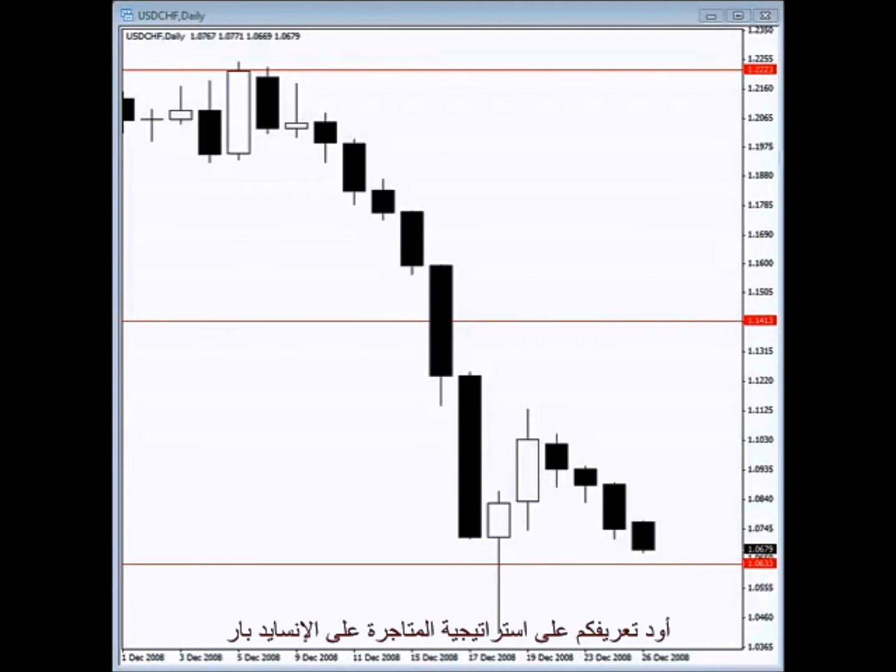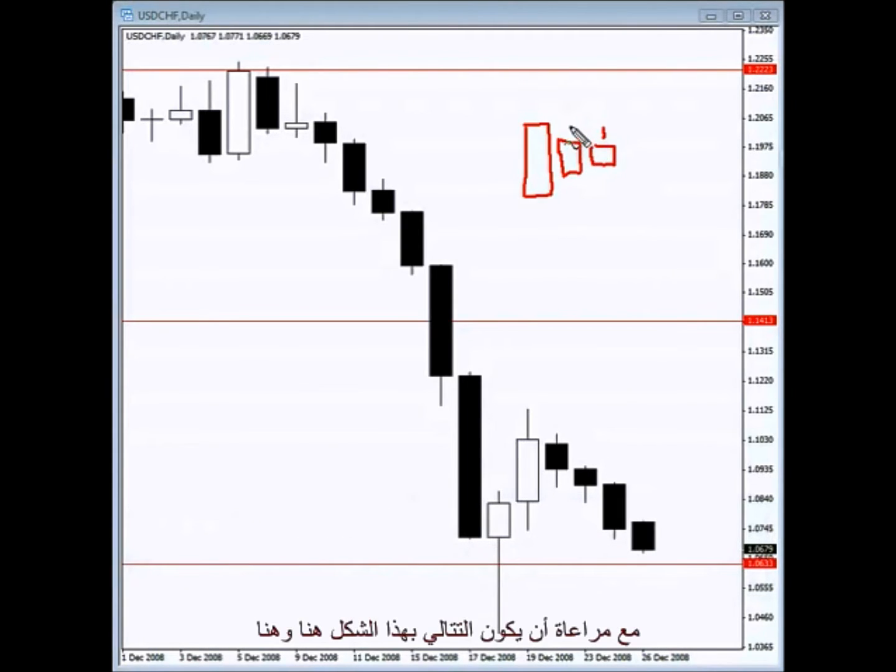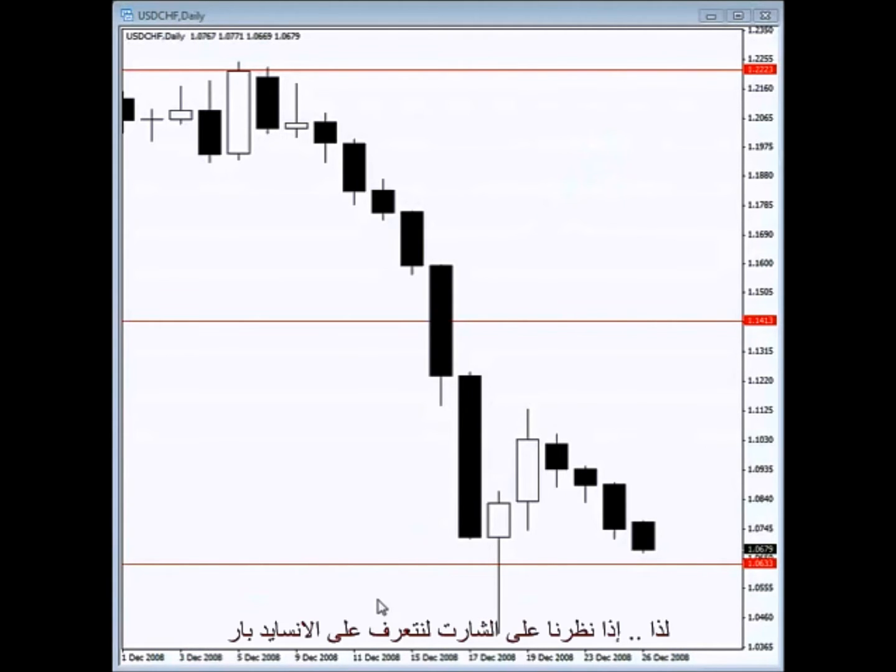I'd like to introduce you to the concept of inside bar trading. For those of you that don't know what an inside bar is, I'll quickly draw it for you on the chart. It's simply a bar that forms inside the previous bar's range, or subsequent previous bar's range. Example, this bar here and this bar here would be inside the mother candle, this bar here being the mother candle.